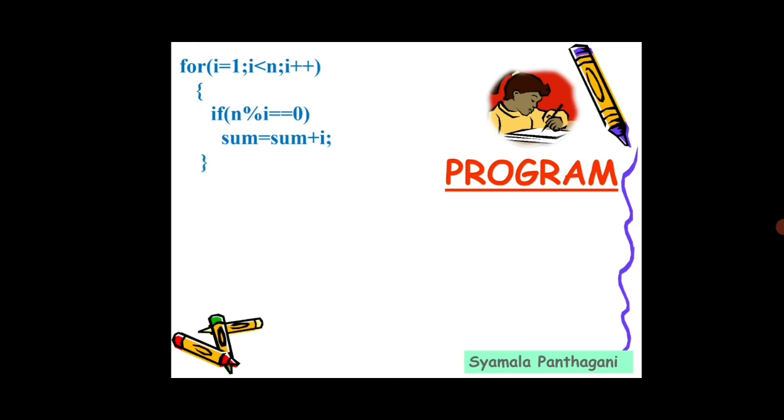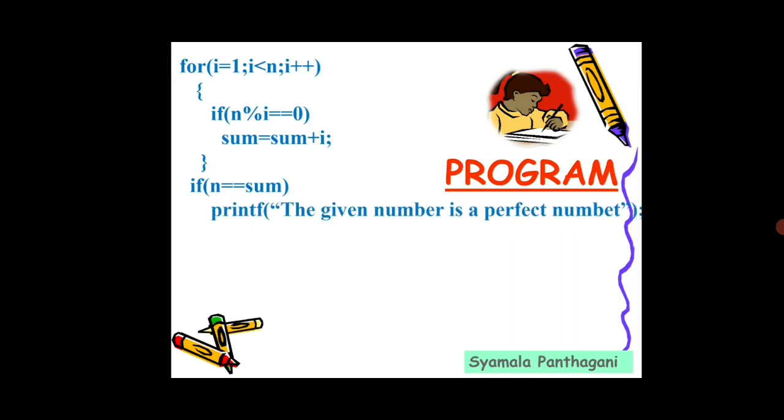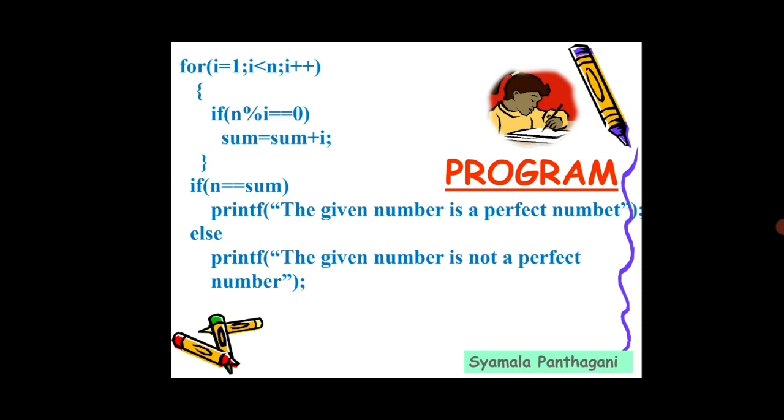Just see closing brackets. Now we are writing whether the given number is perfect or not. If n is equal to sum, that means the given number is equal to the sum of its factors. In the sum, we have added the factors of the given number. The number is equal to the sum of its factors. Then we have to print, the given number is a perfect number. Else, printf, the given number is not a perfect number.